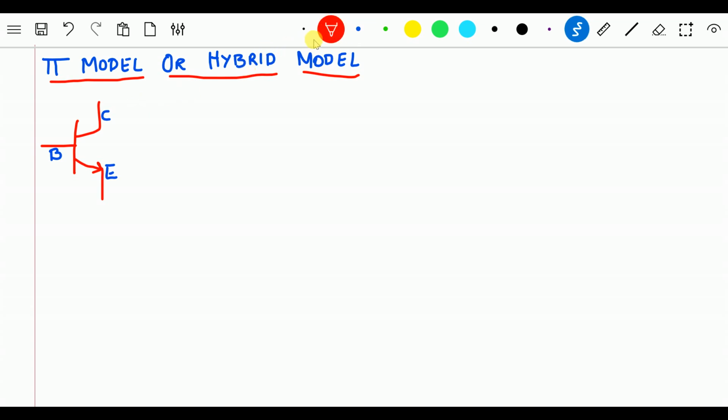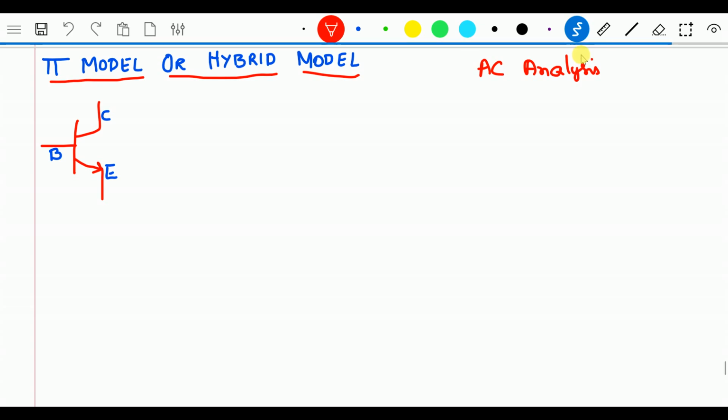Let me tell you. We write the pi model or T model for any given transistor to do the AC analysis. I think I told you this in the previous videos. If you want to do the AC analysis of a given transistor to derive the equations for different amplification parameters, we need to know how the circuit behaves for AC input. In such cases, we need to know the simplest mathematical model we can apply so that the circuit analysis becomes very easy to do.